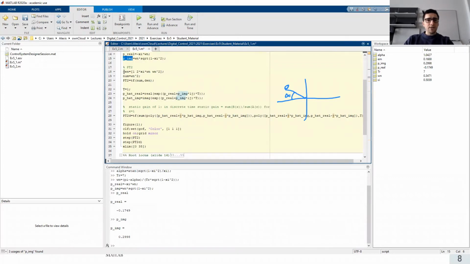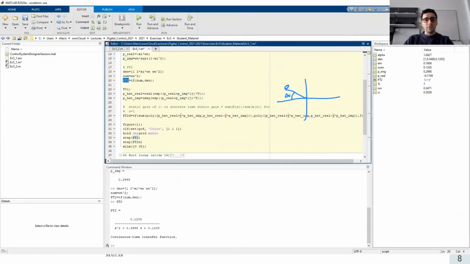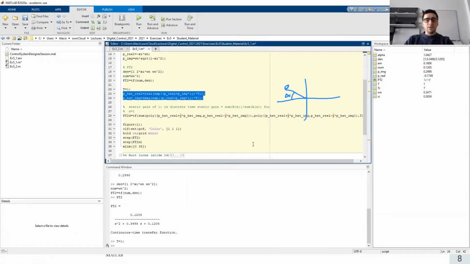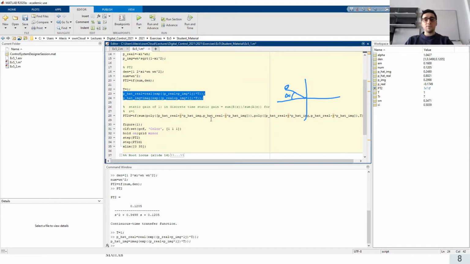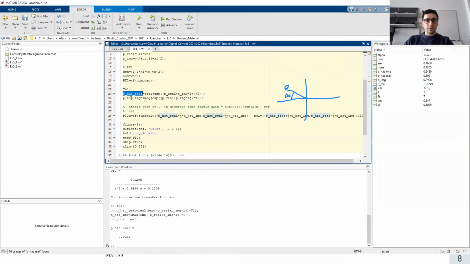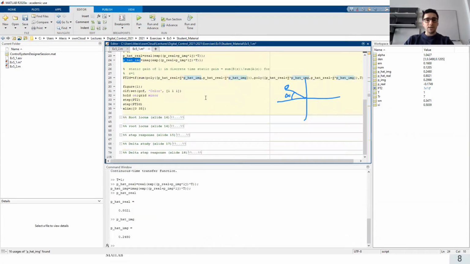And then I can design my PT2 element with the denominator, here numerator, and then using this transfer function toolbox, I got the PT2 in the continuous time. Then I set the sampling time of 1 second, and I can discretize the poles. So discretize the poles is just exponential of the continuous poles times T. And here I'm just computing the real part and the imaginary part. So I've got real and imaginary part once again.